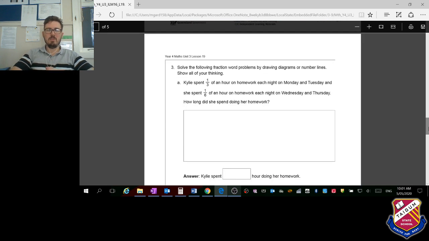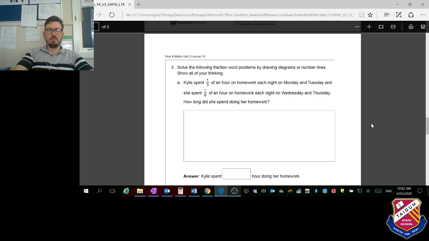Now, we've got a couple of problems here that I want you to give a go by yourself, and we'll talk through them. It says solve the following fraction word problems by drawing diagrams or number lines. Show all of your thinking. A. Kylie spent 1/3 of an hour on her homework each night on Monday and Tuesday, and she spent 1/6 of an hour on her homework each night on Wednesday, Thursday. How long did she spend doing her homework?